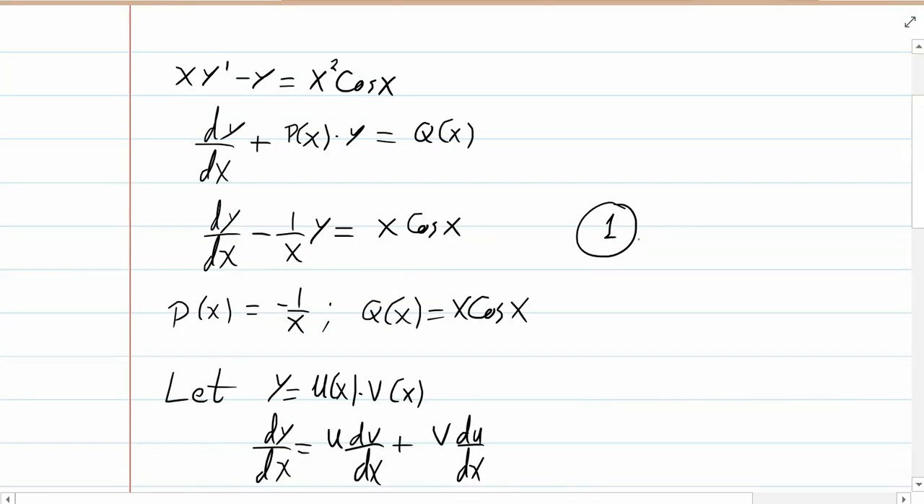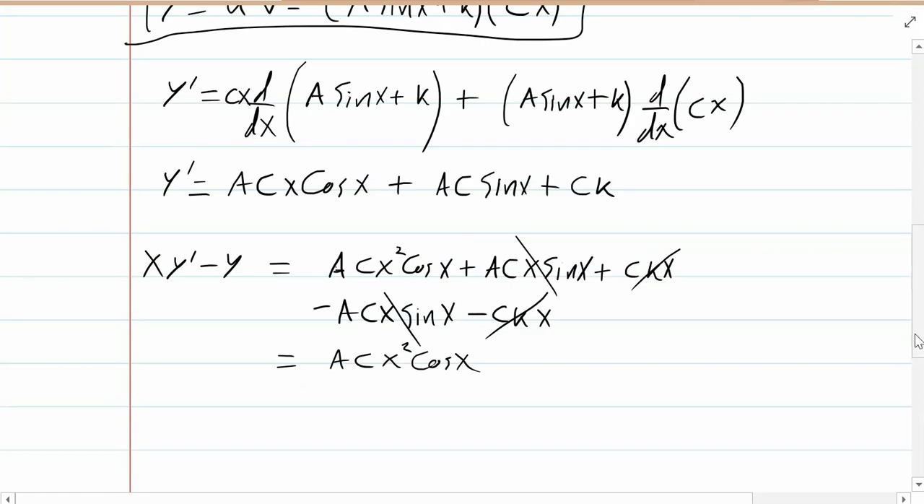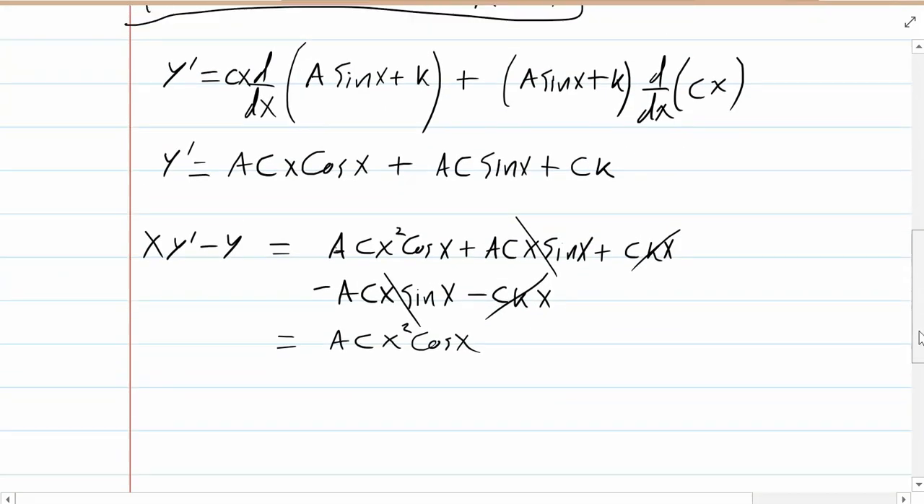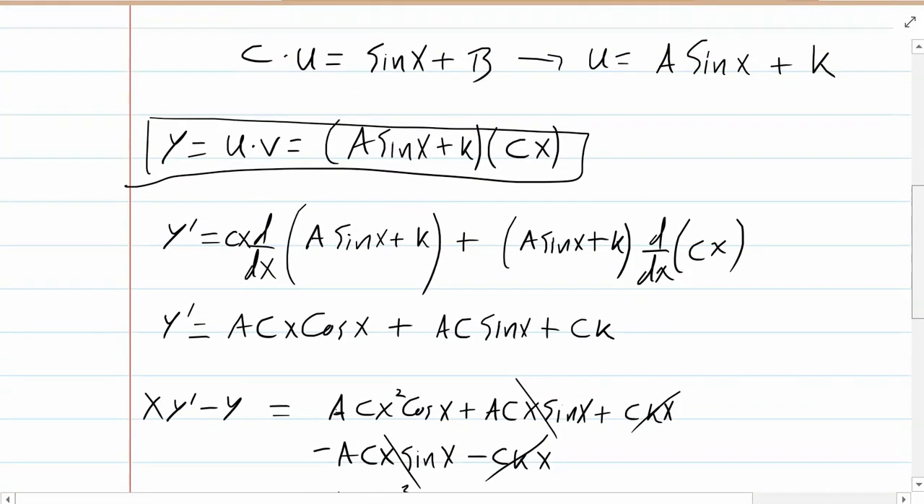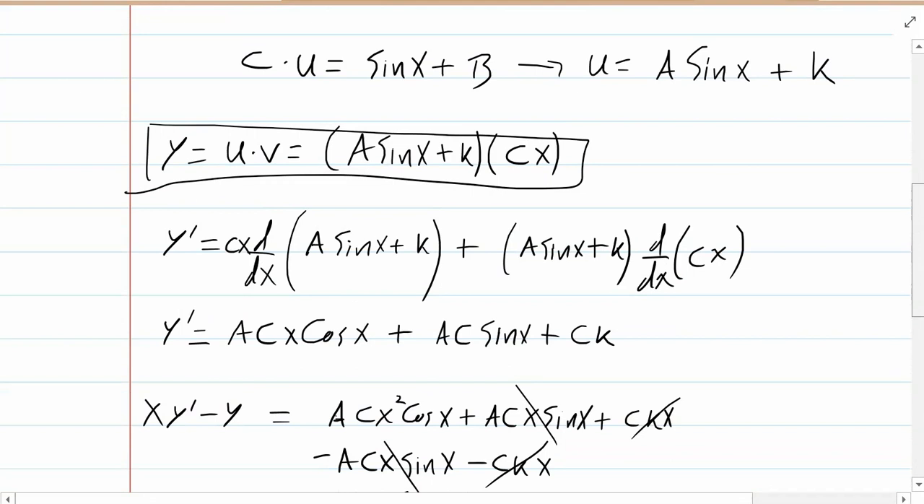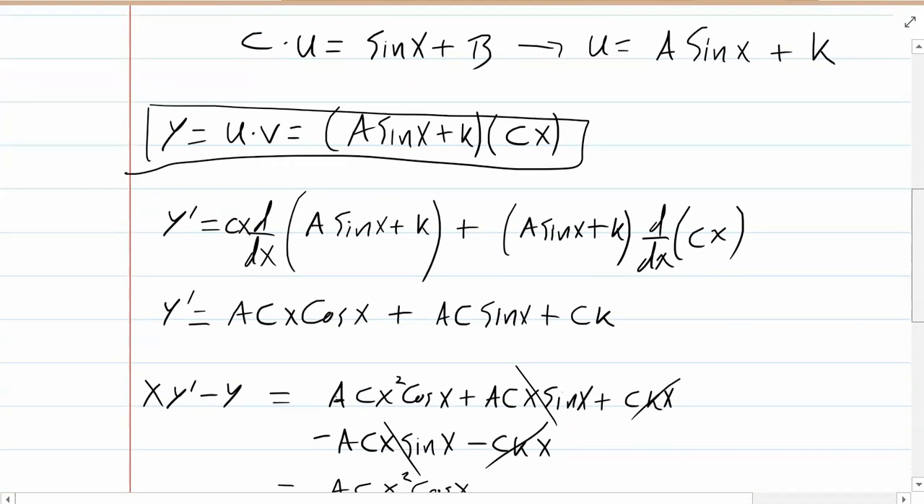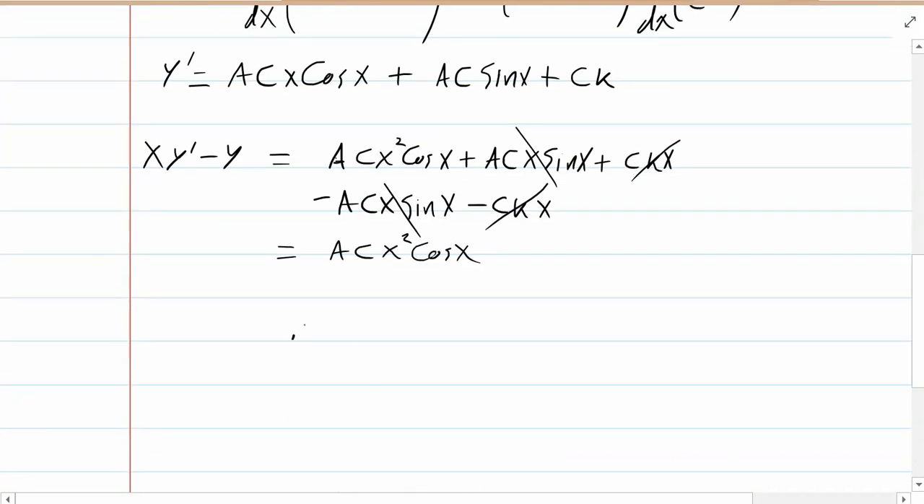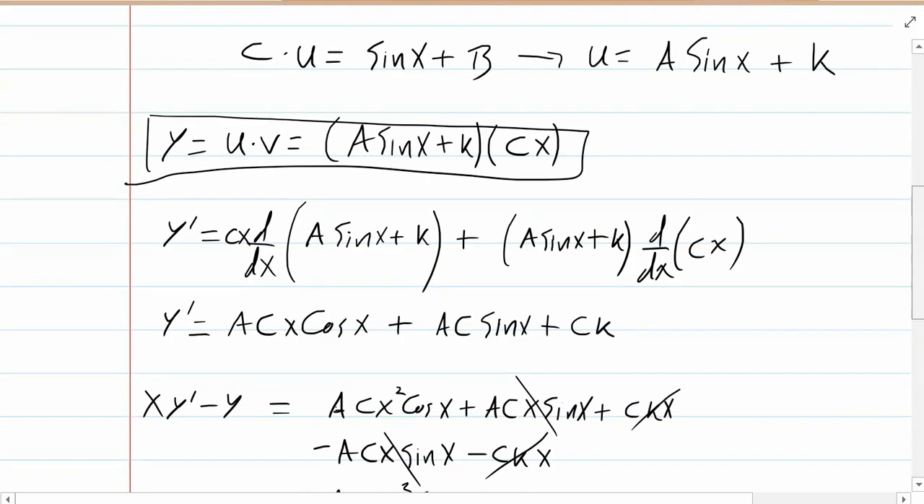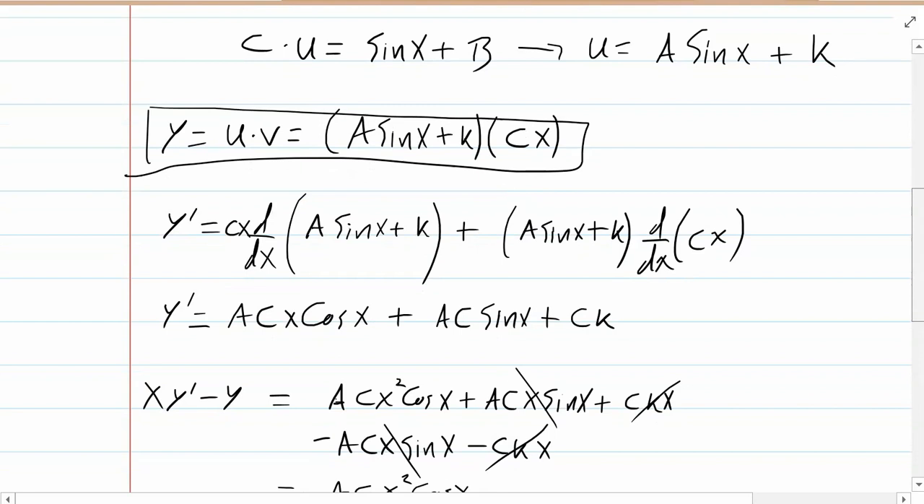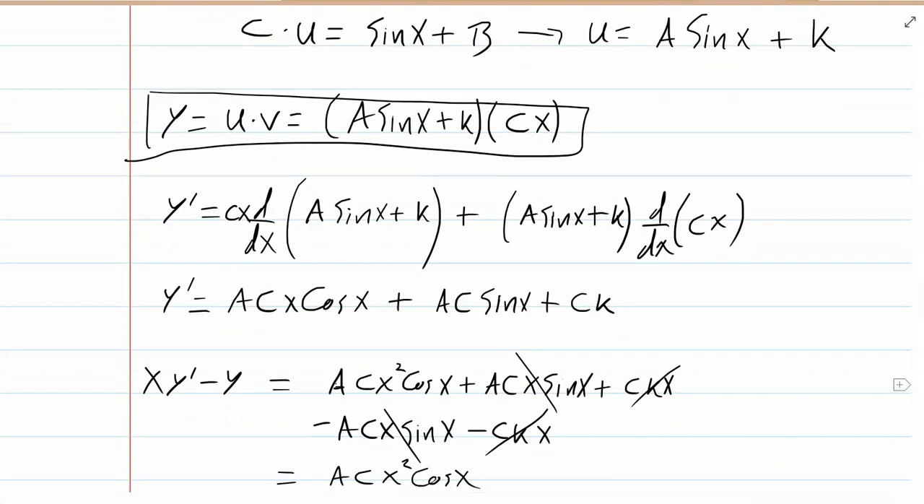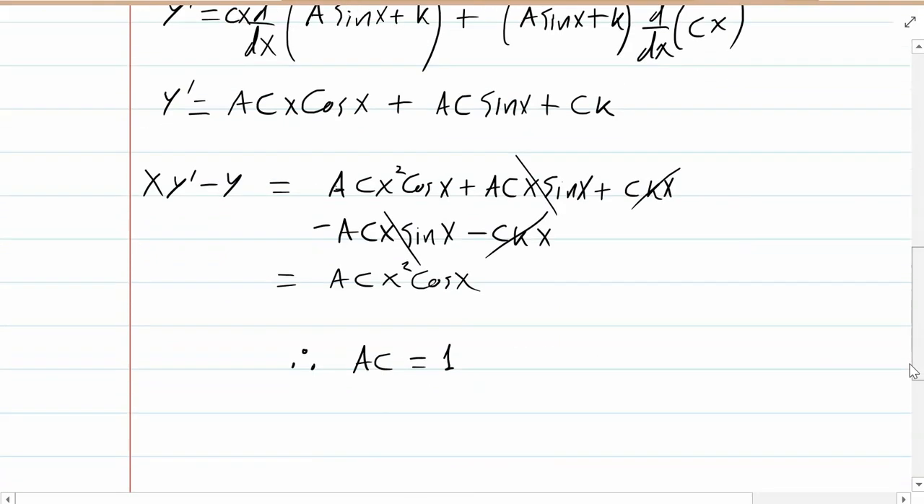Now what is it that we needed? We needed x squared cosine x. Okay, so that means that this a times c deal is actually 1. Okay, because otherwise this would not really be a solution.